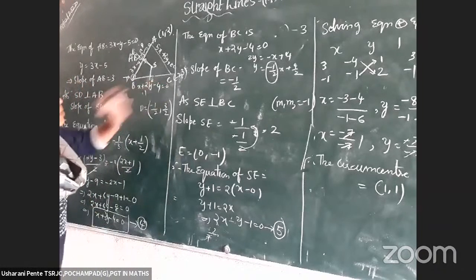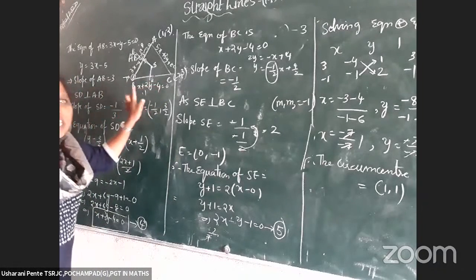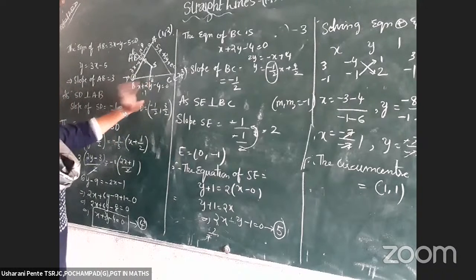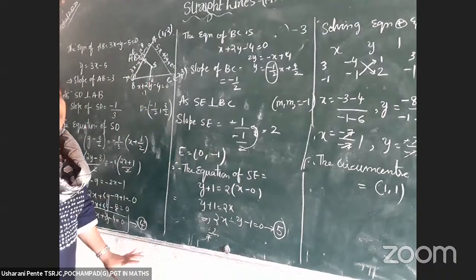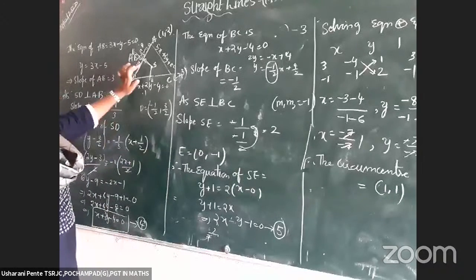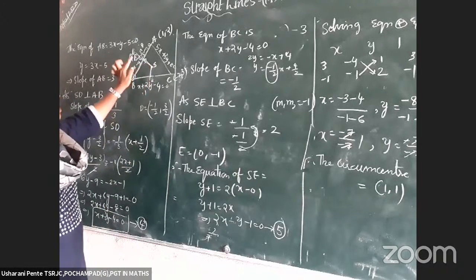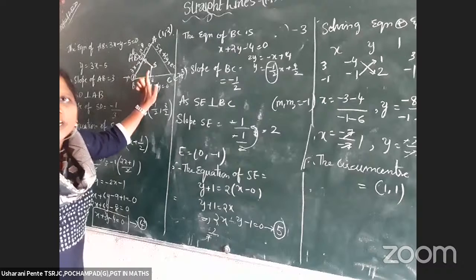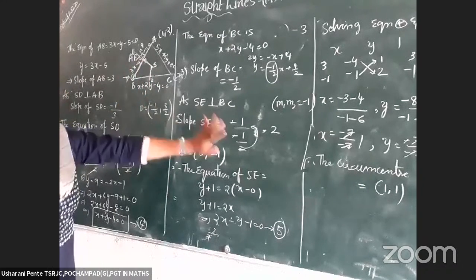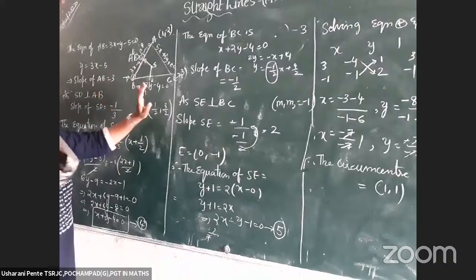Here we are finding the midpoint of BC and we have taken it as E. After finding the midpoints, what we need to do? We need to consider a point. The perpendicular lines from these two midpoints meet at a point S, and that S is our circumcenter.